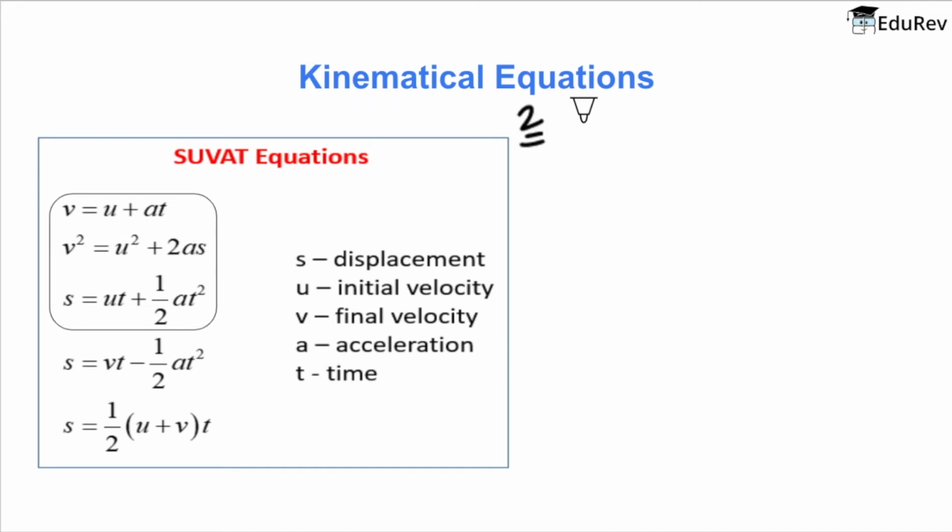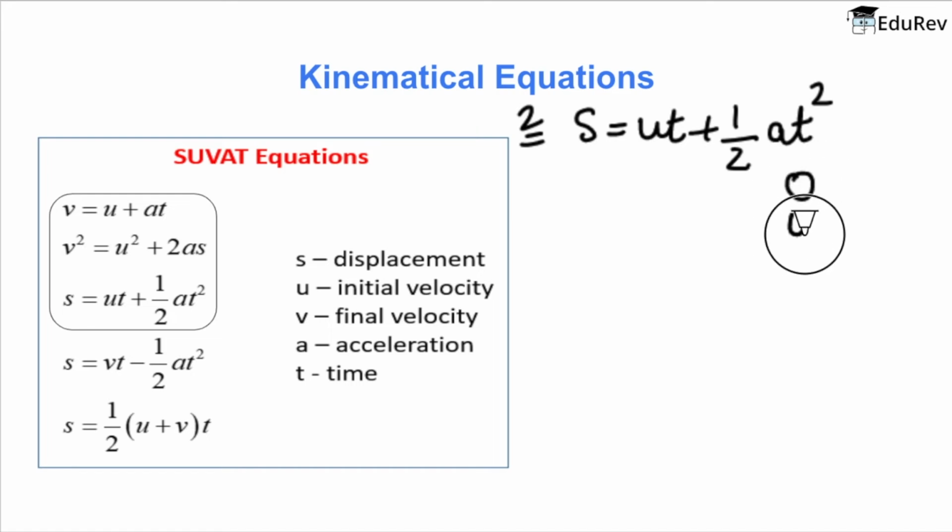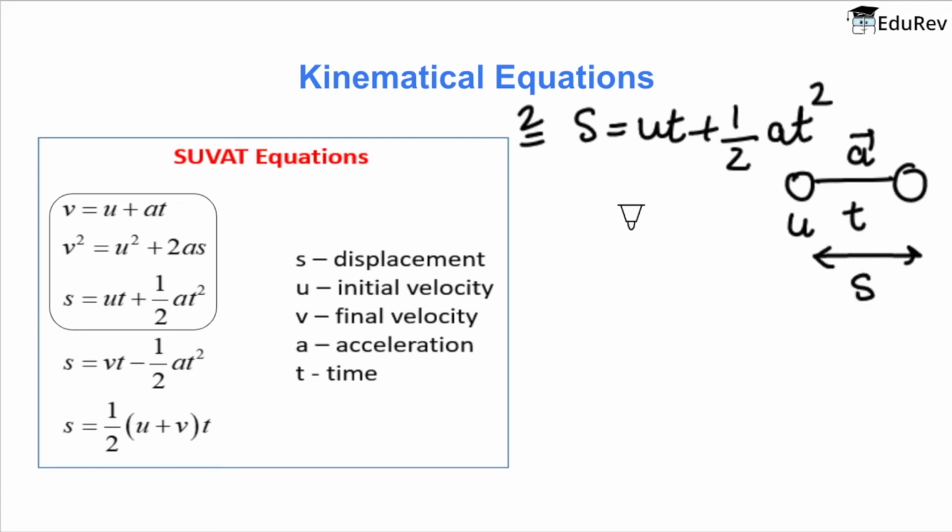For our second equation, we have s is equal to ut plus half at squared. Now this equation tells us that if a body starts with an initial velocity u and it's given an acceleration a under a time t, then the total length or the distance traveled by the body will be s.